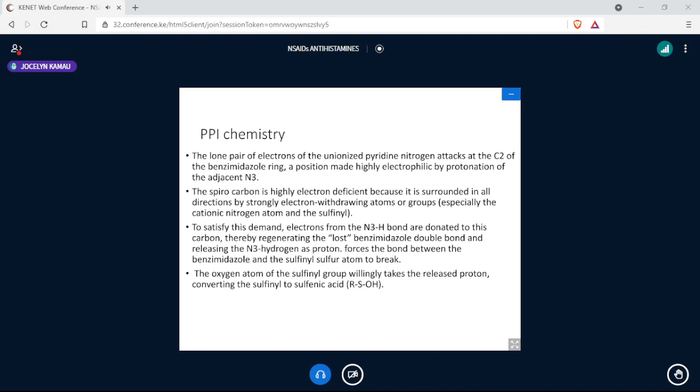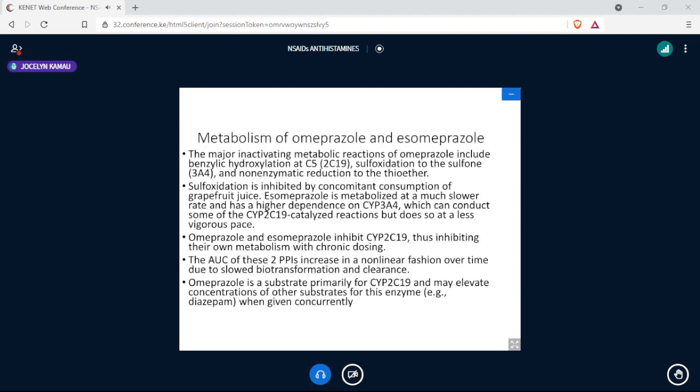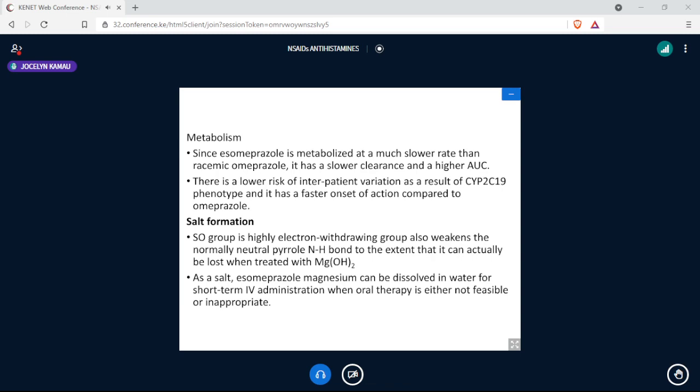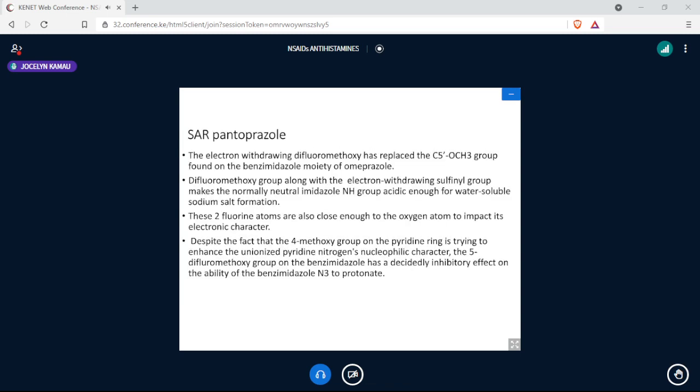It's because of that group. Because the trifluoro group is very, very close to the oxygen, that group can withdraw electrons rather than donate electrons.